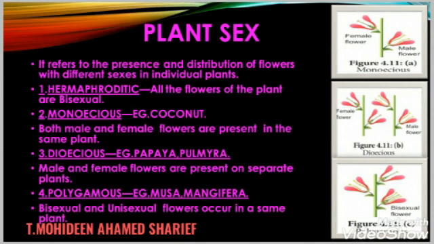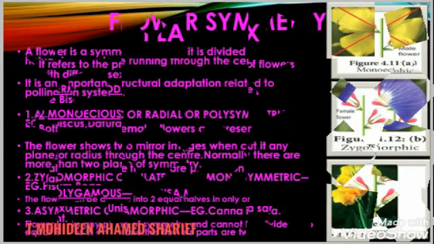Fourth one, polygamous. The condition in which bisexual and unisexual, that is staminate and pistillate flowers, occur in the same plant is called polygamous. It has several types. Example, Musa and Mangifera.